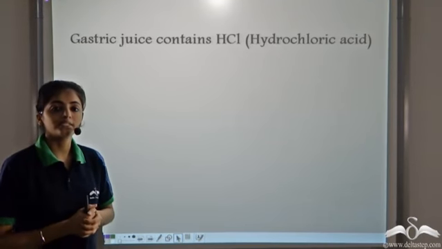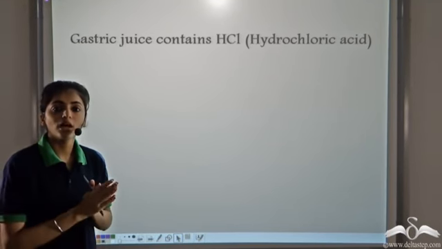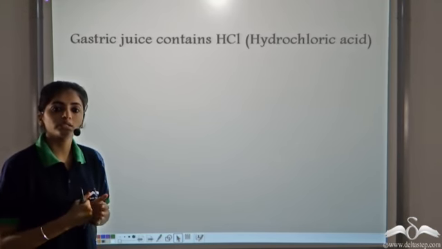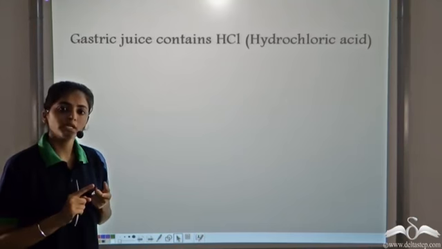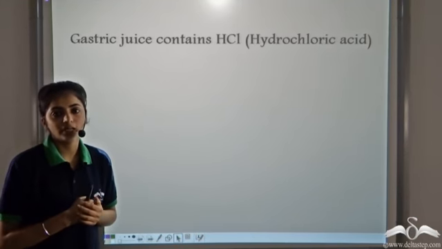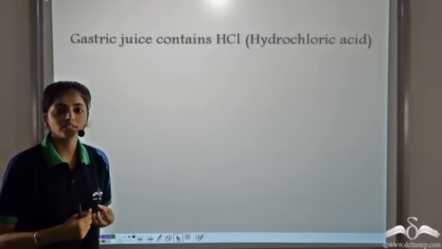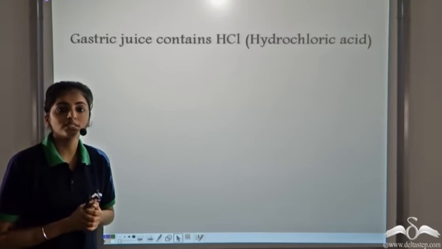Gastric juice contains HCl, that is hydrochloric acid. The food that we eat breaks down in the digestive system. So we eat both acidic and basic types of food. So when the net acid content in the digestive system increases, it causes acidity.